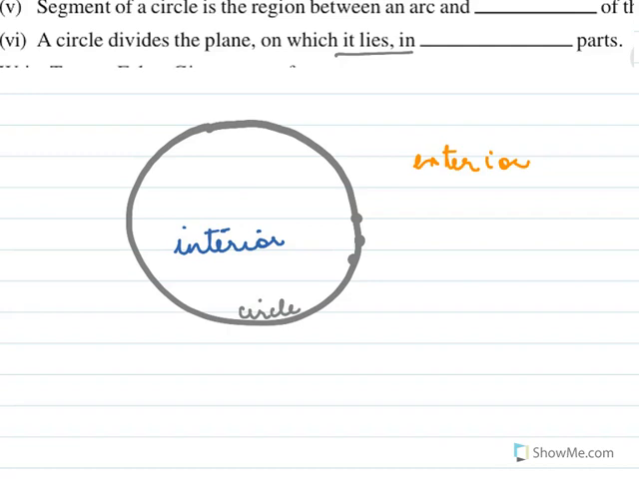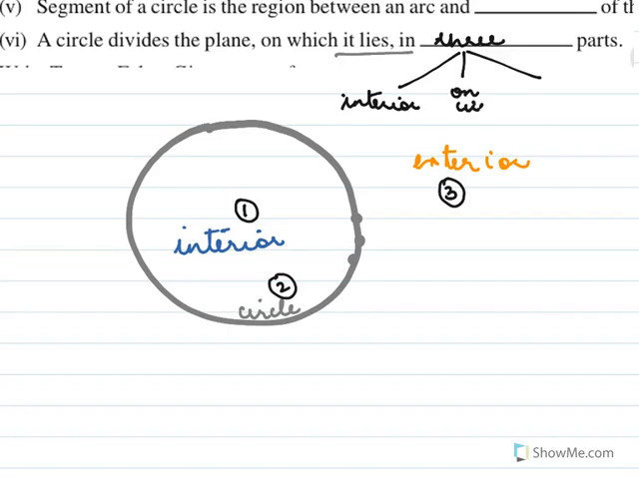So here you get 3 parts, 1, 2, 3. So they divide it into 3 parts. And we know which are the 3 parts: interior, on the circle, and exterior.